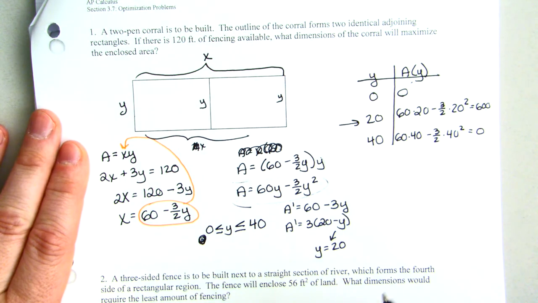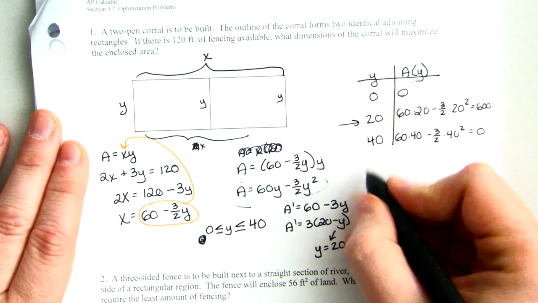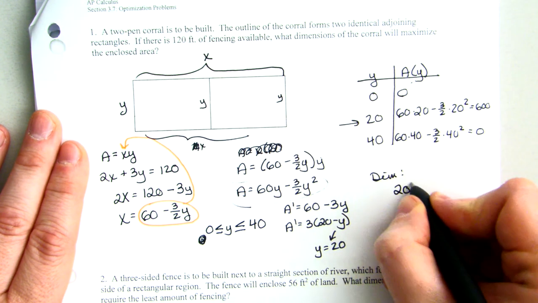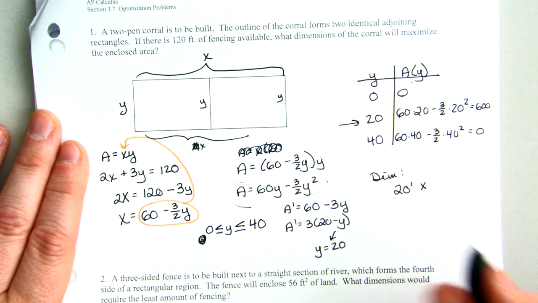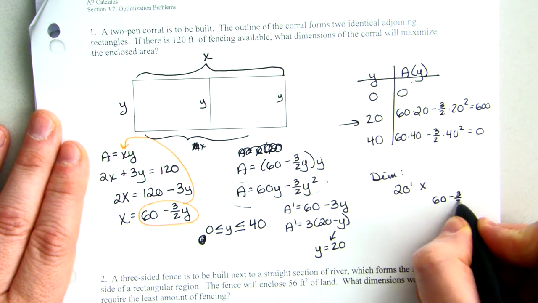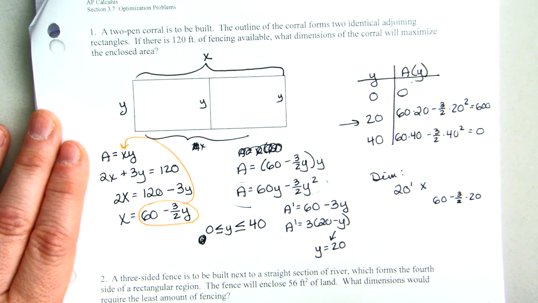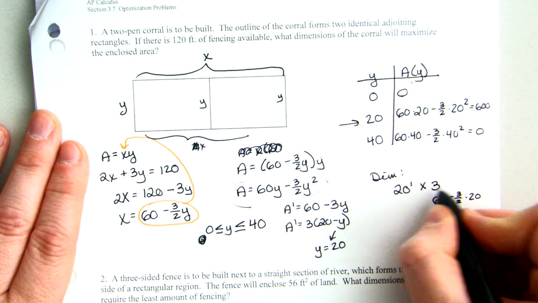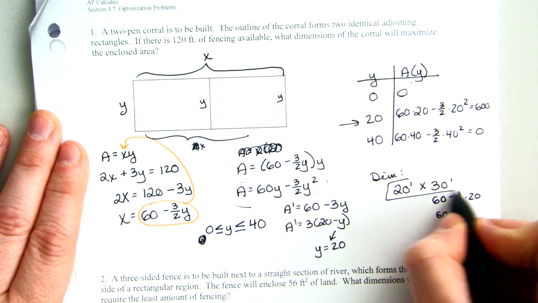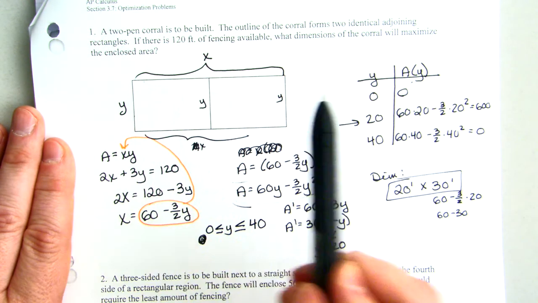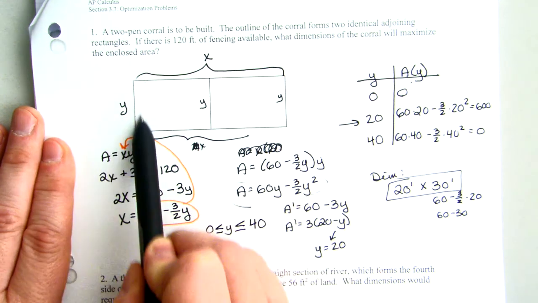I wanted to know the dimensions. So my dimensions are 20 feet by, well, to find the other dimension, I'm going to plug into 60 minus 3 halves times 20. I think that's 60 minus 30. I think that's 30 feet. The dimensions of the corral that will maximize the area: 30 feet over here, 20 feet over there.